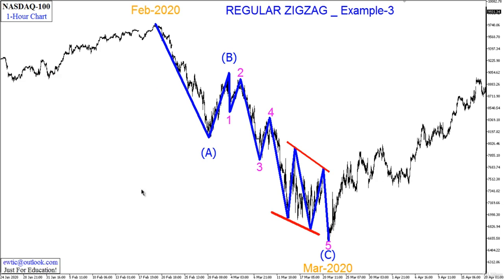So these were the examples of regular zigzags. See how beautiful this pattern is and how big opportunities this pattern gives us, right? The zigzags are the most common and simple corrective wave patterns in the Elliott wave family. Zigzags often offer high probability trading and investing setups. That concludes this lecture on zigzag.